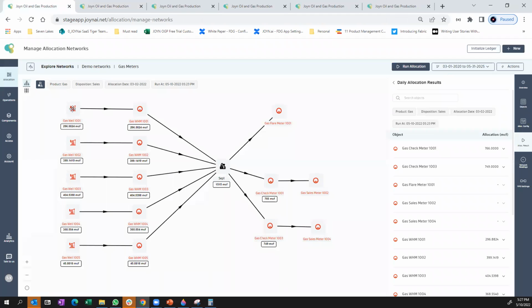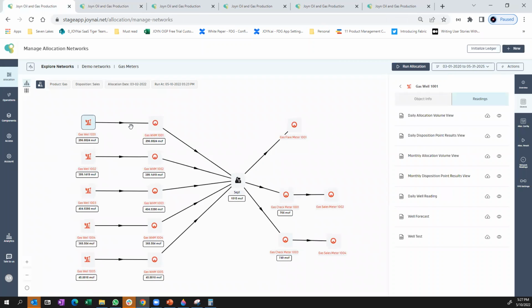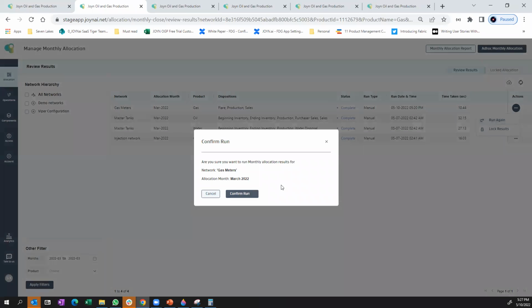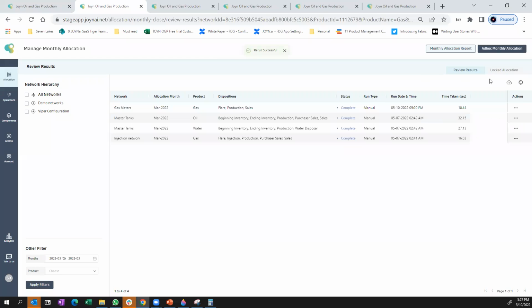So the expectation here is that every time a daily run or a monthly run is run for the specific dispositions, for the specific product for which energy has been configured, in addition to allocating volumes, the energies are also allocated back to the wells. So let's do one thing. Let's go back and run these allocations again for the same meter for the month of March. So the allocations are running.